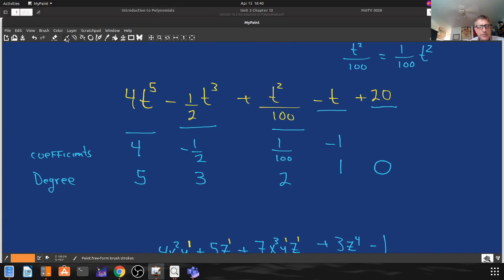Up here I have a polynomial in the single variable t, and here are its degrees of each term: 5, 3, 2, 1, and 0. So the degree of this polynomial is the largest of these numbers. So that's a degree 5 polynomial.